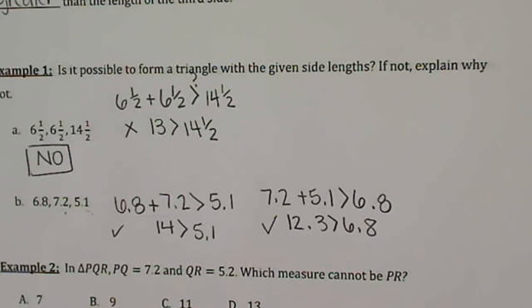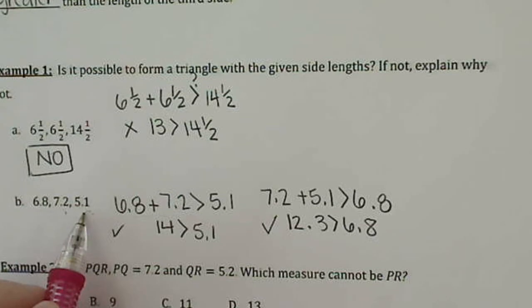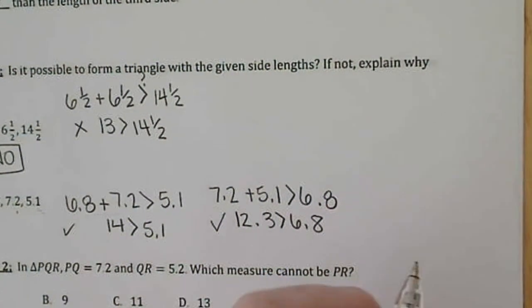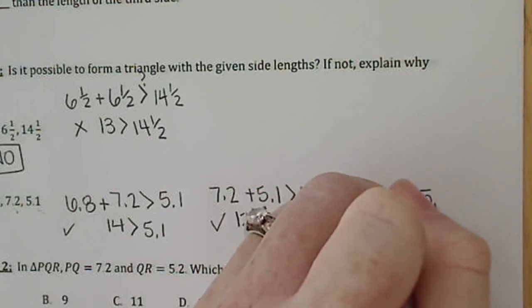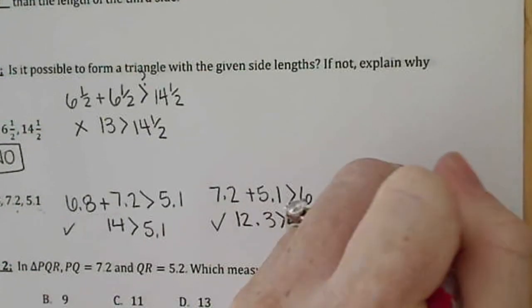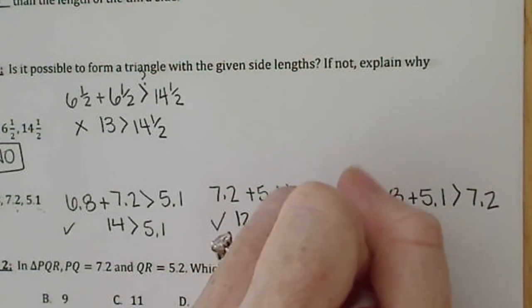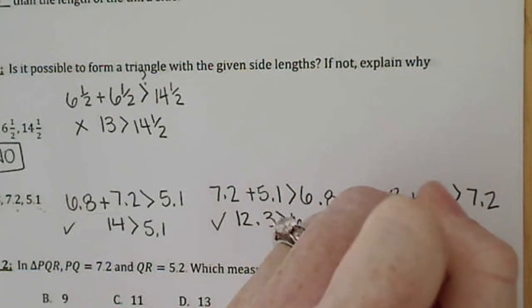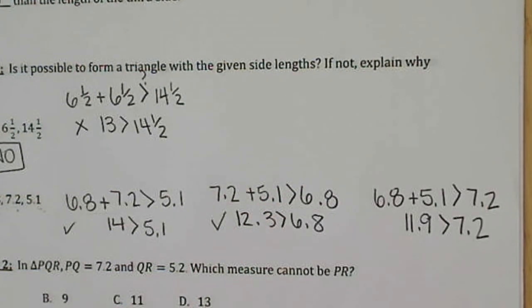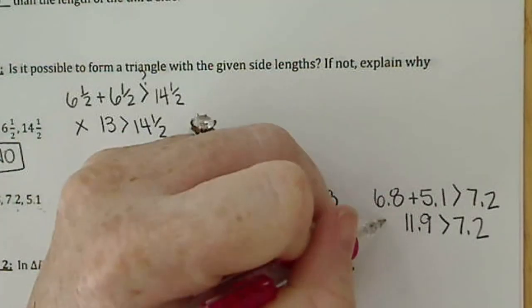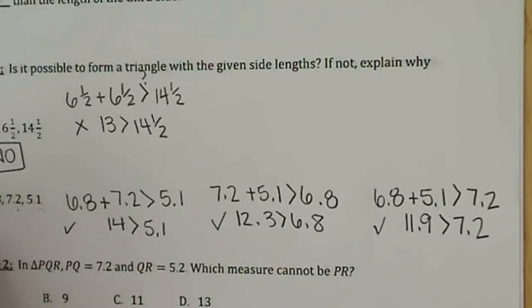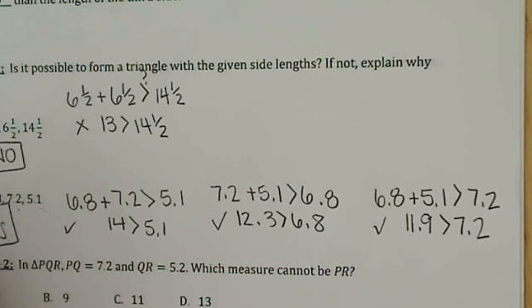Last thing is to check the last two matchups, the first length and the third length. So I'm going to come over here and see if 6.8 plus 5.1 is greater than 7.2. Is that statement true? Yep. So this is a yes.